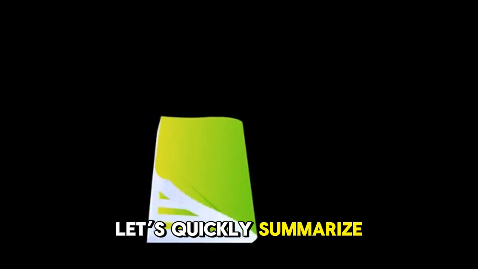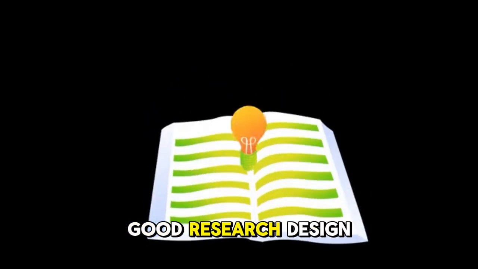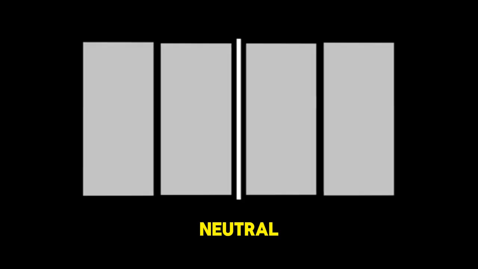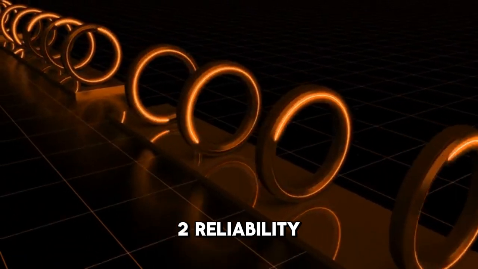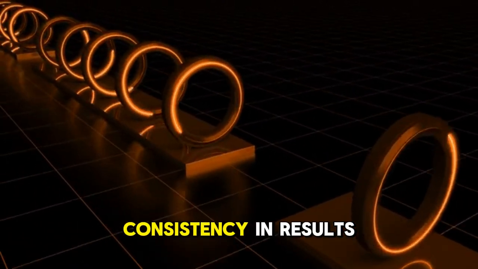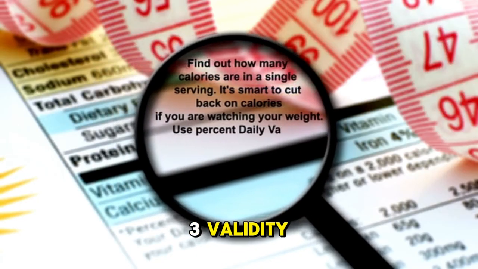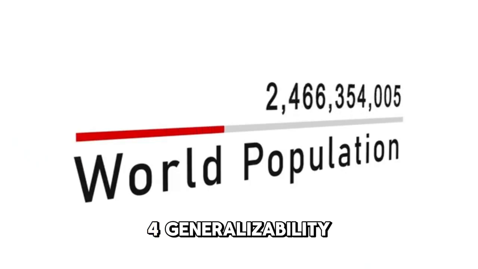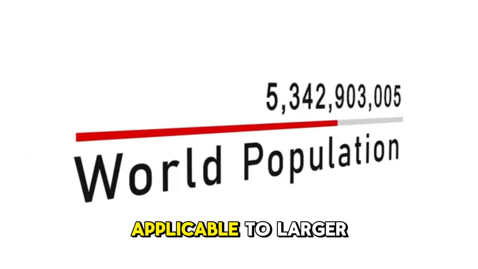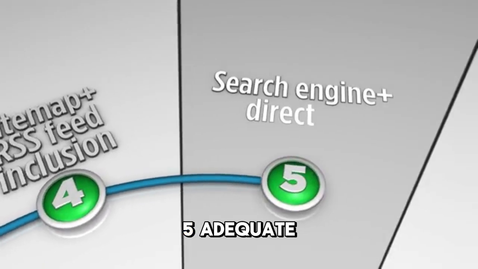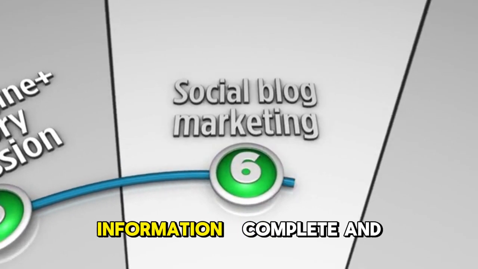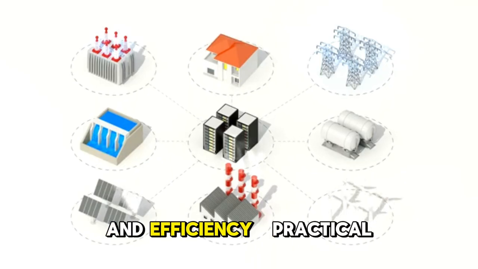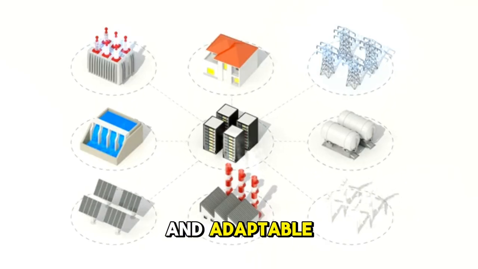Let's quickly summarize the 6 essential characteristics of a good research design. 1. Objectivity: neutral, unbiased results. 2. Reliability: consistency in results. 3. Validity: measures what it claims to measure. 4. Generalizability: applicable to larger populations. 5. Adequate information: complete and well-structured. 6. Flexibility and efficiency: practical and adaptable.